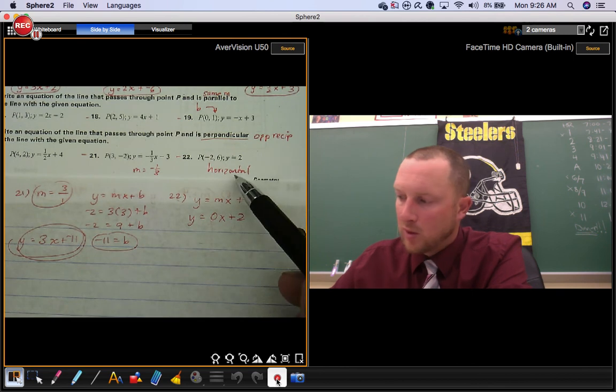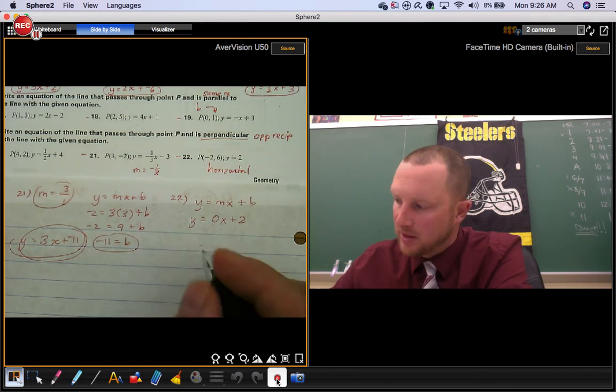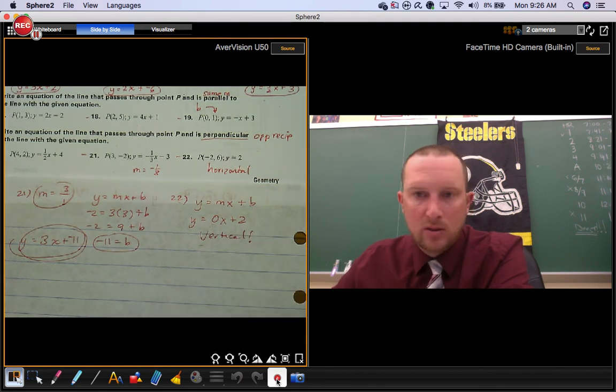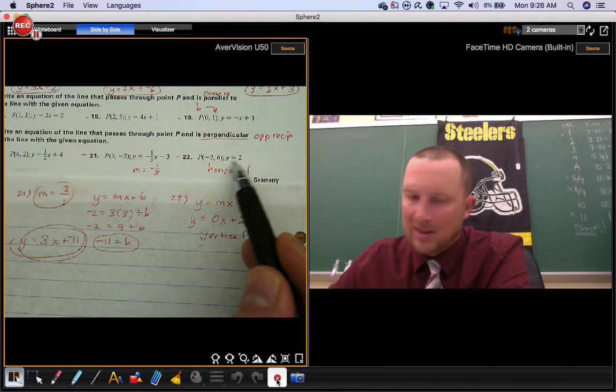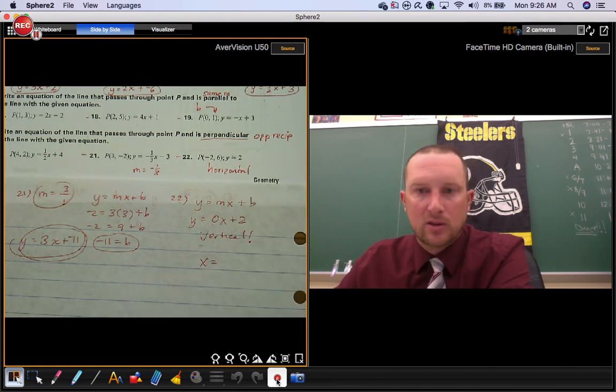Now, if you have a horizontal line, there's only one type of line that's perpendicular to that, and that's a vertical line. That's what you want. Well, if your horizontal lines look like this, y equals a number, then your vertical lines are going to look like x equals a number.